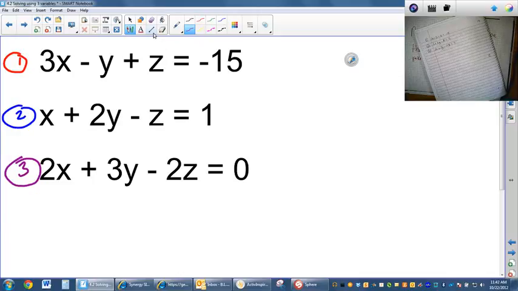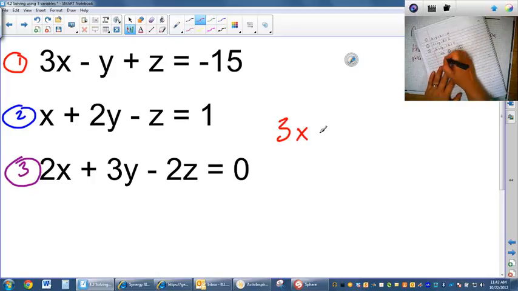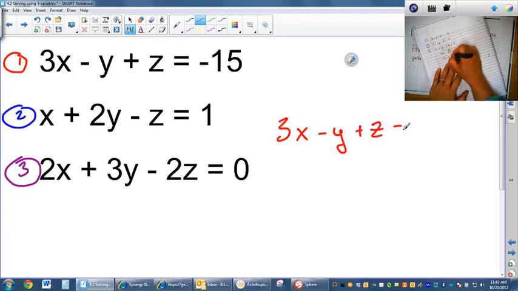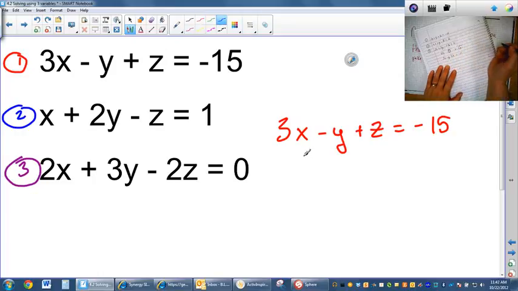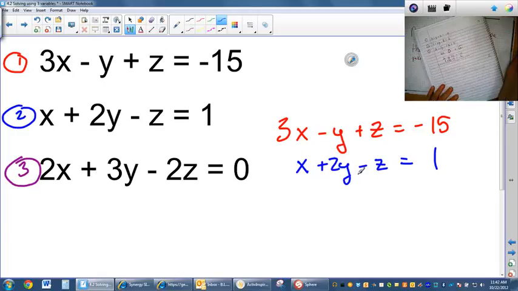Yeah, we want to use 1 and 2, right? Because we have a plus 1z and a minus 1z. So what I'm going to do is rewrite these over here. I'm going to write the first one in red: 3x minus y plus z equals negative 15. And then in blue, I have x plus 2y minus z equals 1. I'm going to put lines through my z's so I don't use them more.